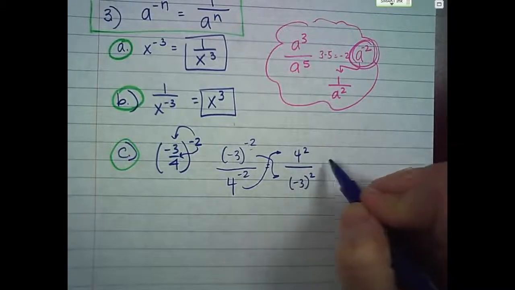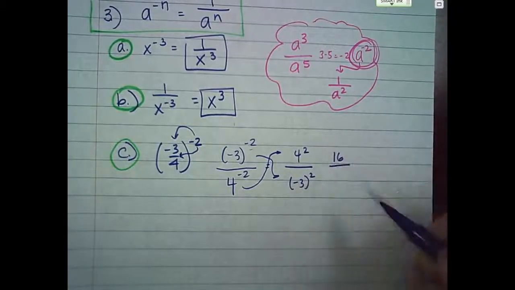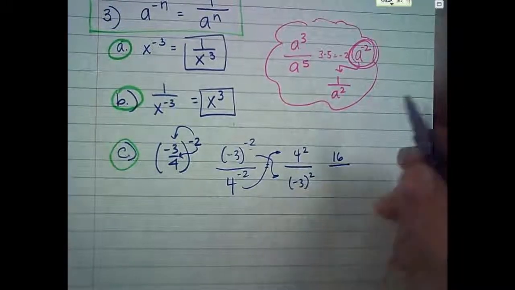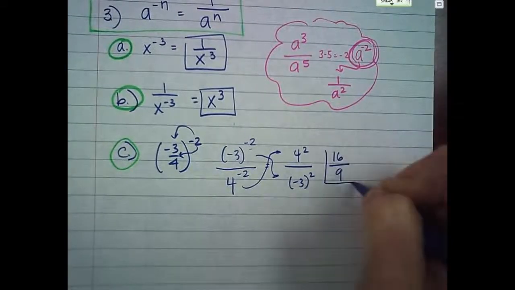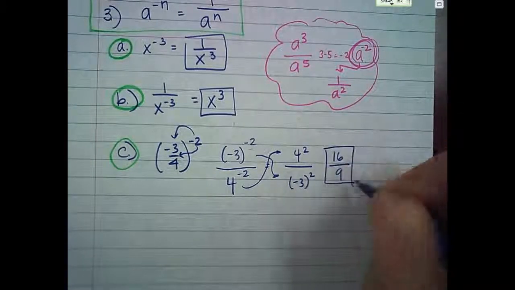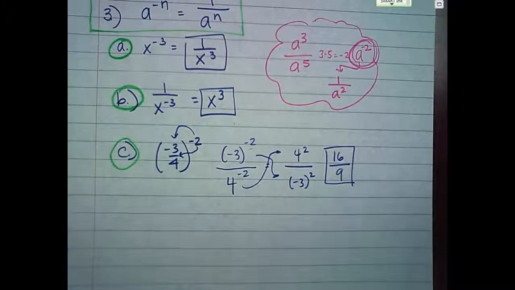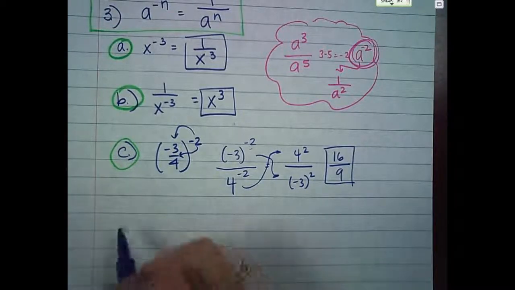So what I really have then is 4 squared, which is 16. What's a negative 3 squared? 9. Good. So there's your answer. Does that make sense? Any questions on how I got that answer? Okay. Let's go to D.